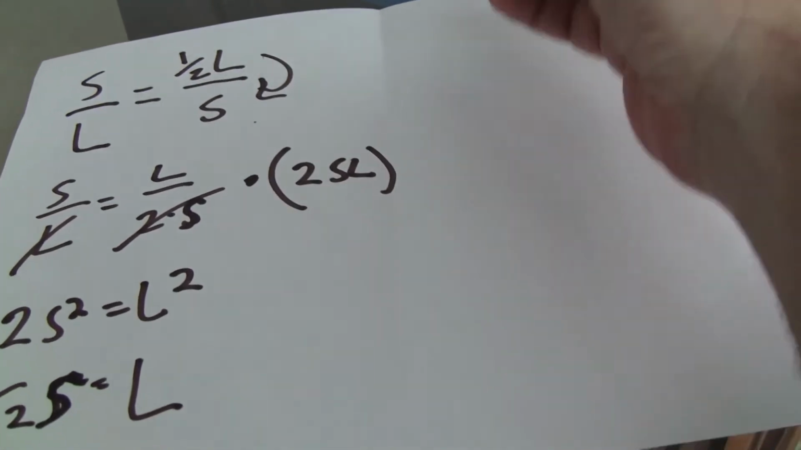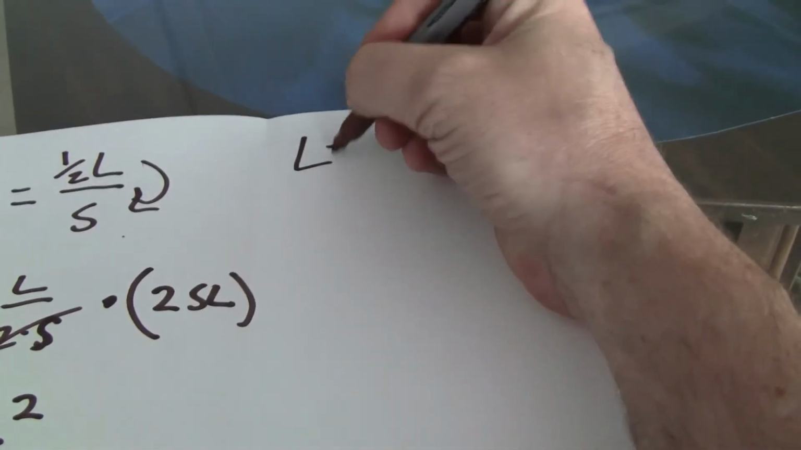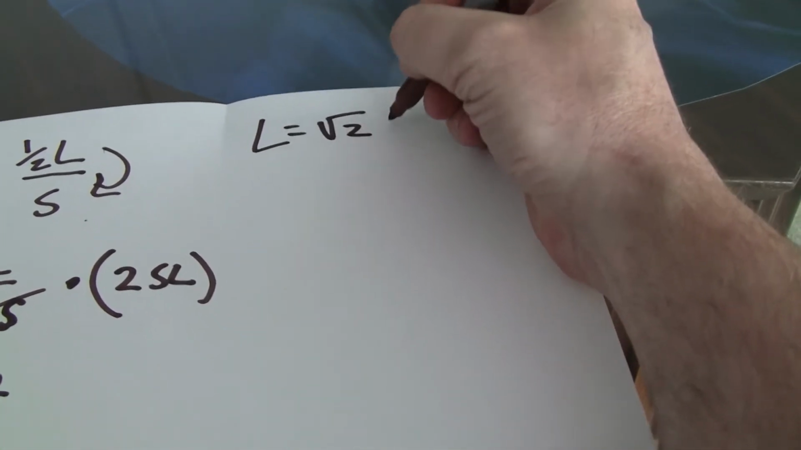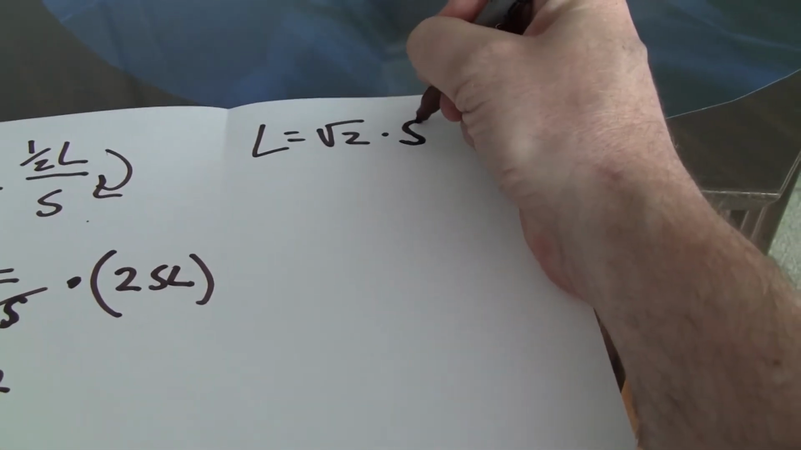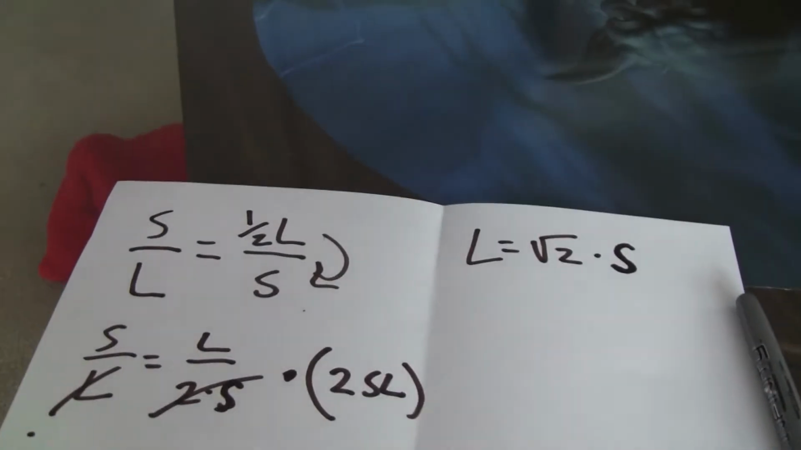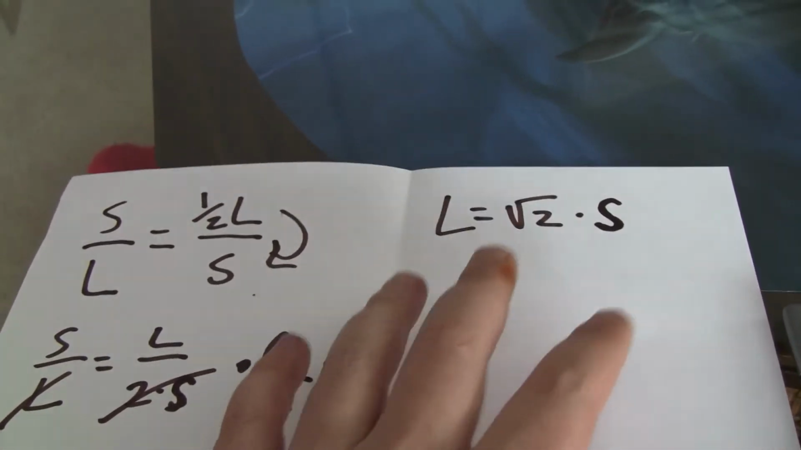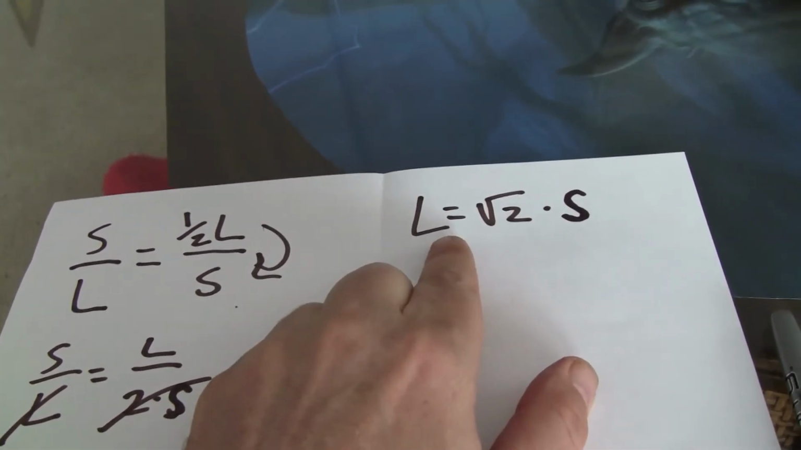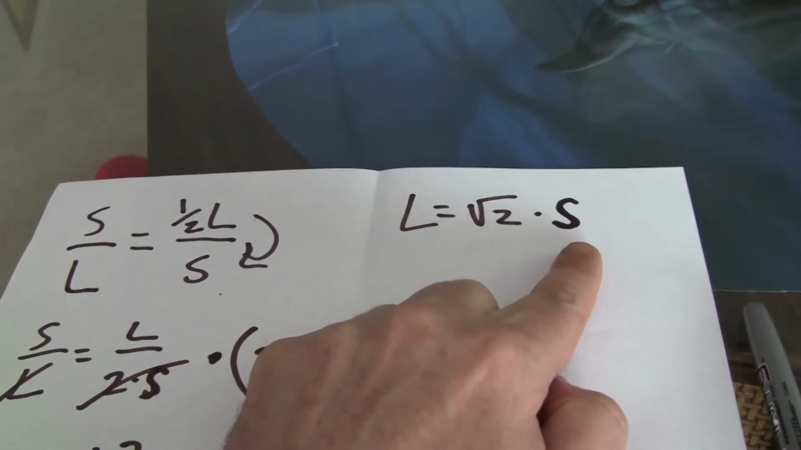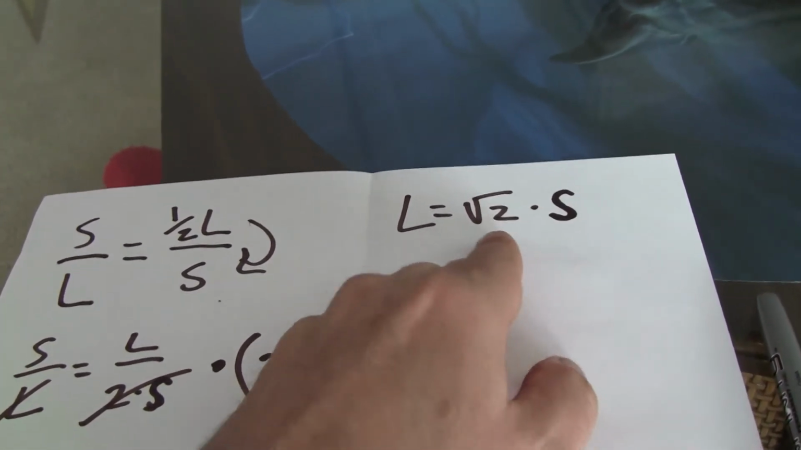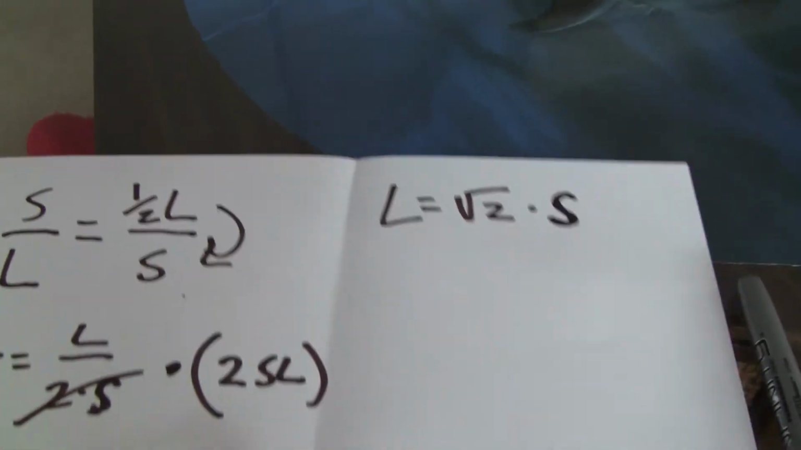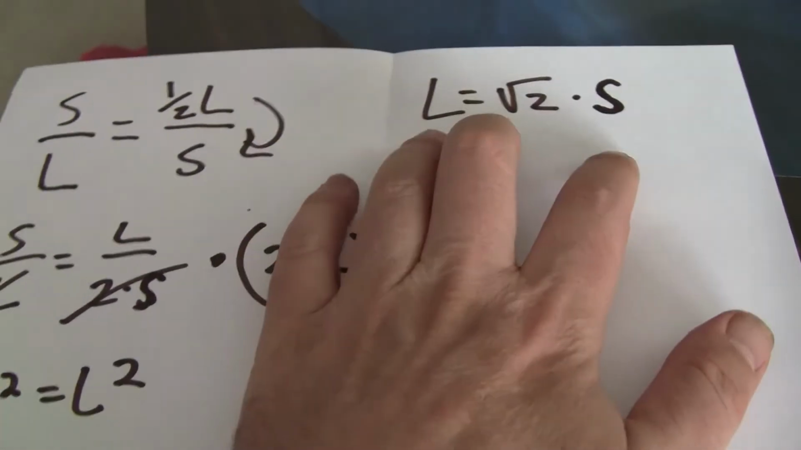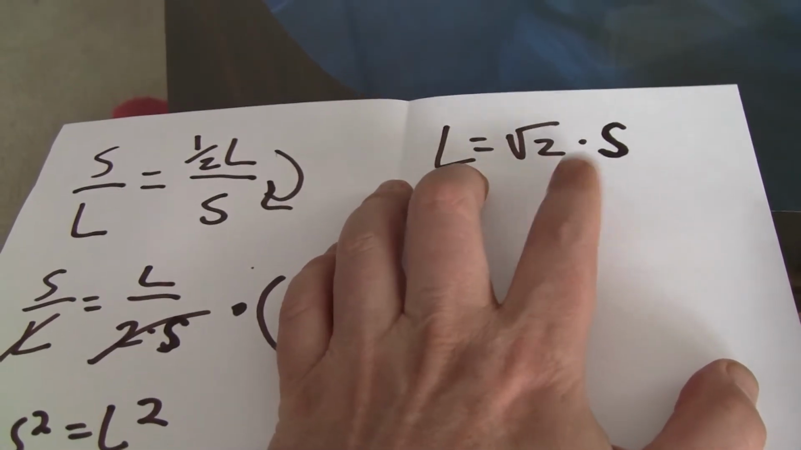And we'll write that in functional form: L equals root 2 times S. So basically L is larger than S, and it's larger by that much. And so there's an infinite number of pieces of paper that we can do this with. If S is 4, then L will be root 2 times 4. If S is 4.1, then L will be root 2 times 4.1. There's an infinite number of pieces of paper that will do this, but they have to have this relationship.